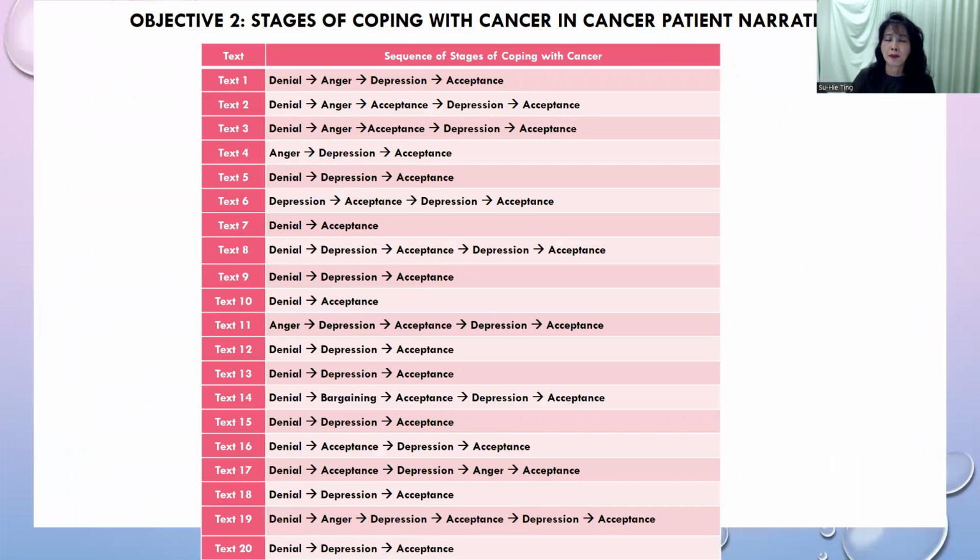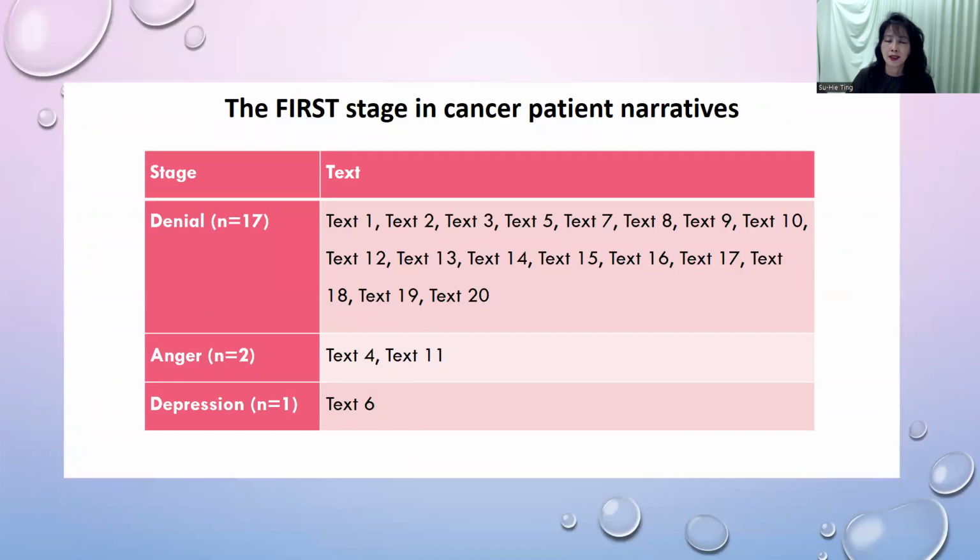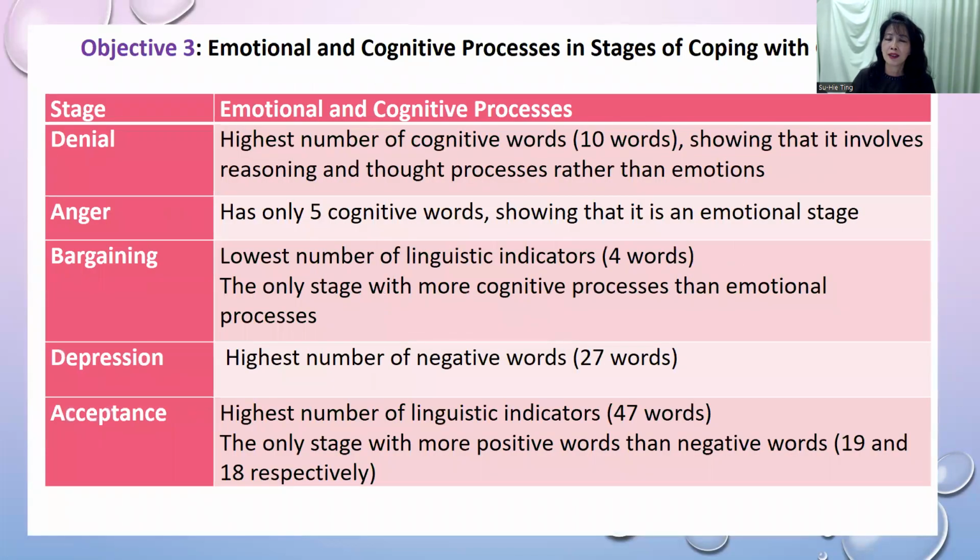Here I show you the table of analysis for 20 texts on stages of coping. And the first stage, these are the details. The first stage, 17 out of 20 started with denial. Now, objective 3. We found a very interesting relationship here.